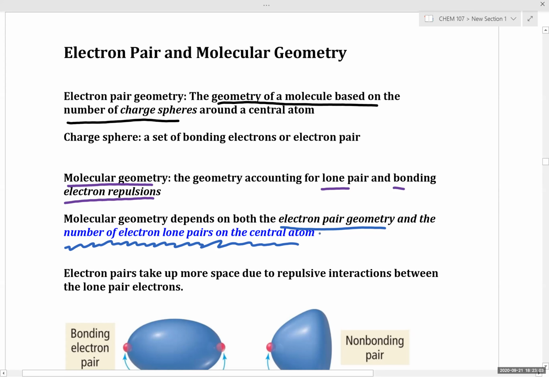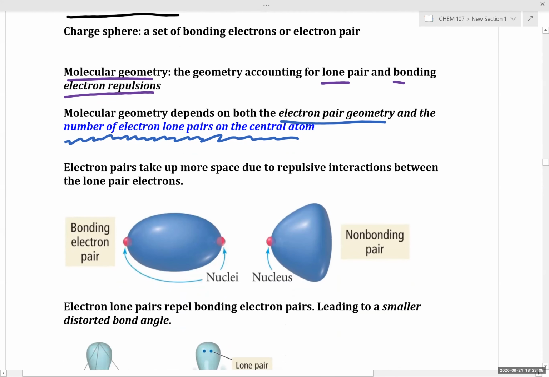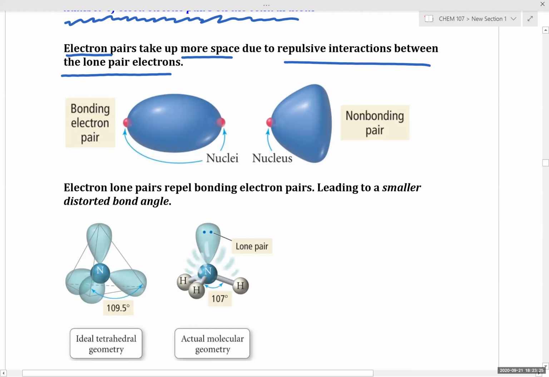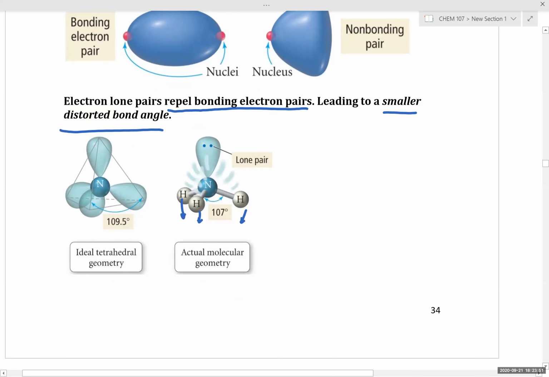Now, why do we care? Why do these lone pairs make such a huge deal? Well, electron pairs take up more space due to repulsive interactions between the lone pair electrons. So lone pairs take up space. As a result, these electron lone pairs will repel bonding electrons much more vigorously, to a greater degree. That in turn pushes our bonds closer to each other, leading to a smaller distorted bond angle. So the more lone pairs we have, the smaller our bond angle will be compared to our ideal geometry. Does this make sense to everyone so far?